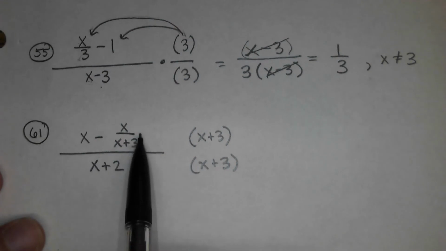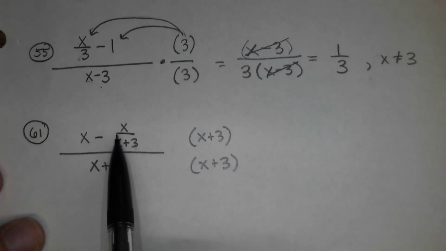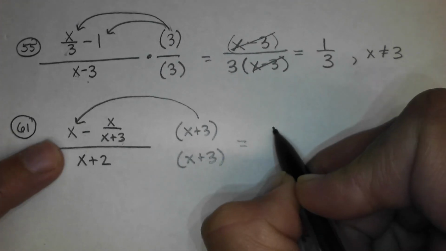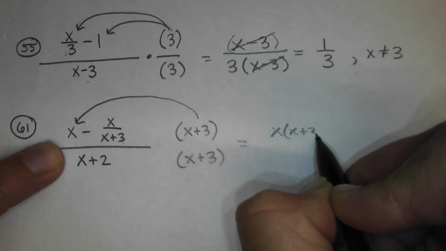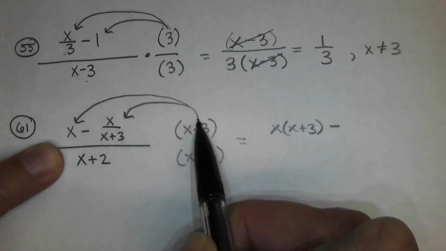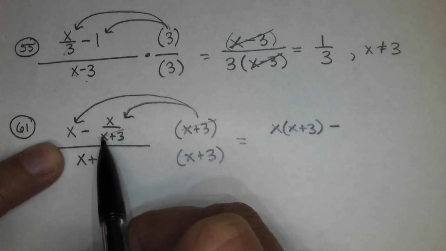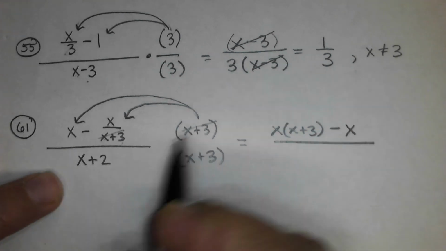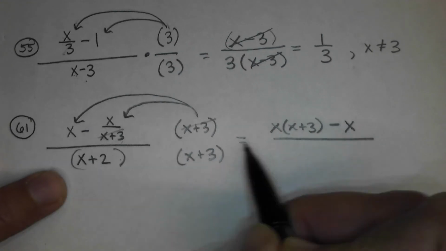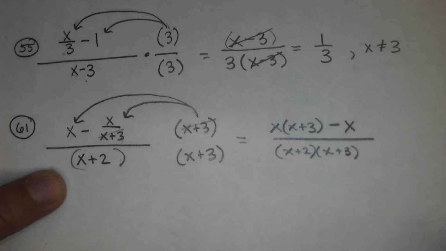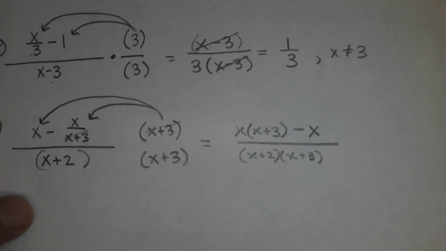Okay, now my intent to clear a fraction is happening up here, so I am going to distribute up top. So that's going to be x times x plus 3, minus, when I do that distribution, the x plus 3 and the x plus 3 are going to cancel, leaving us with just minus x. All over, and down here there was nothing to clear, so I'm just going to keep it x plus 2 times x plus 3.